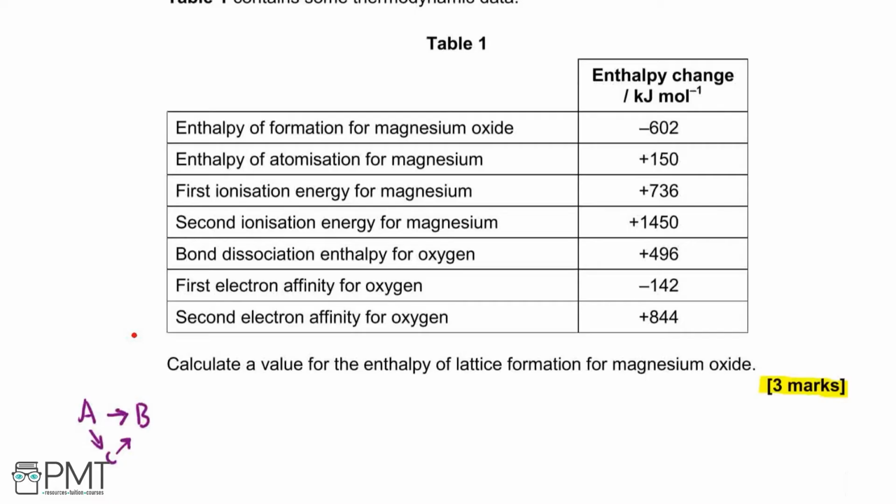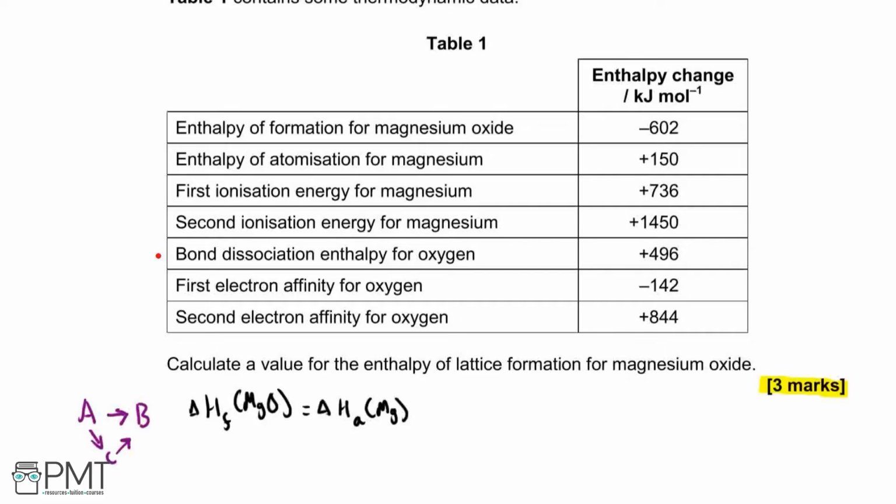So if we were to express this as an equation, what we would see is that the enthalpy of formation for magnesium oxide is equal to, first of all, the enthalpy of atomization for magnesium, and then the enthalpy of atomization for oxygen is a little different in this question. Instead of giving us the enthalpy of atomization for oxygen, it gives us the bond dissociation enthalpy.